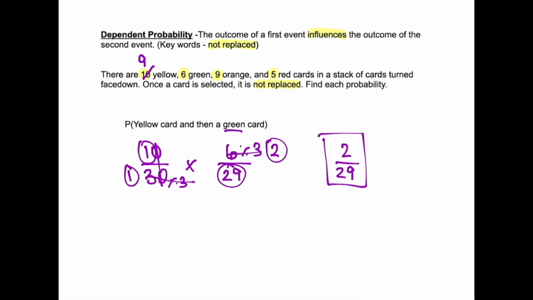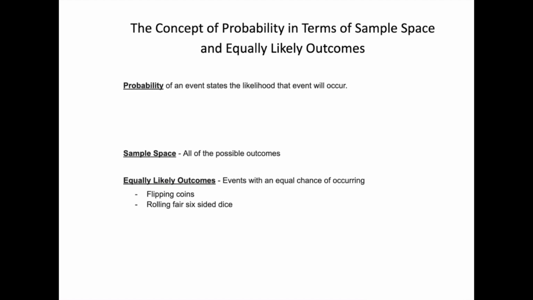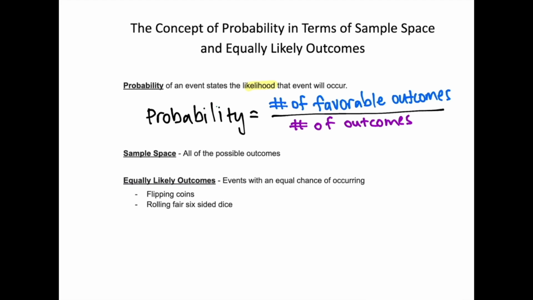out of 29. In this video, we're going to talk about probability in terms of sample space and equally likely outcomes. The probability of an event states the likelihood that it will occur. You find the probability by making a ratio of the number of favorable outcomes over the number of total outcomes. When you find probability, you need to know what the sample space is. This is all of the possible outcomes.